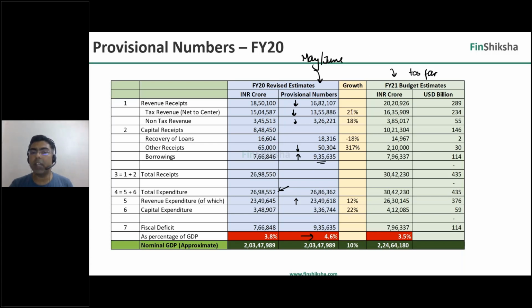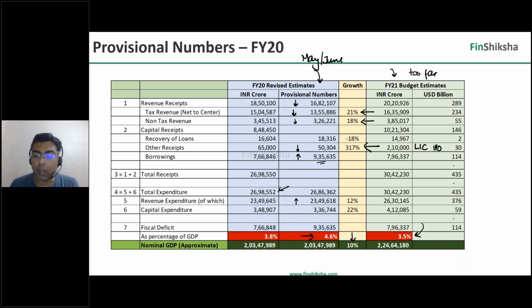Now, from the actual number that came out, if you have to meet this target, you're expecting a growth of 21% in the tax revenue, 18% in the non-tax revenue. Disinvestment, last year we did 50,000 crore. Next year we're expecting 2,10,000 crore because we are anticipating the LIC IPO to happen. Whether it happens or doesn't happen, we don't know. So that's an expectation of 317%. If all of this happens and GDP grows at 10% in nominal terms, right? So real plus inflation 10%, then we get a fiscal deficit of 3.5%.